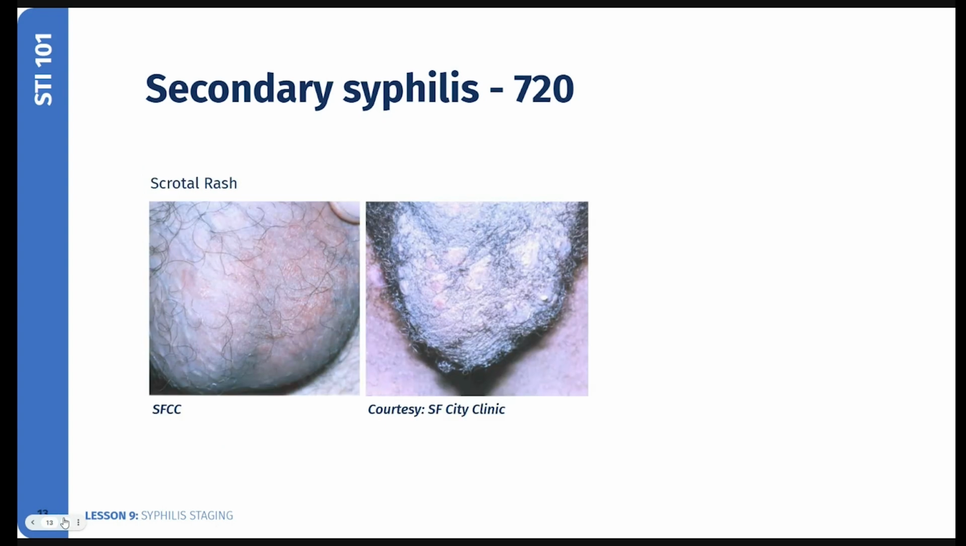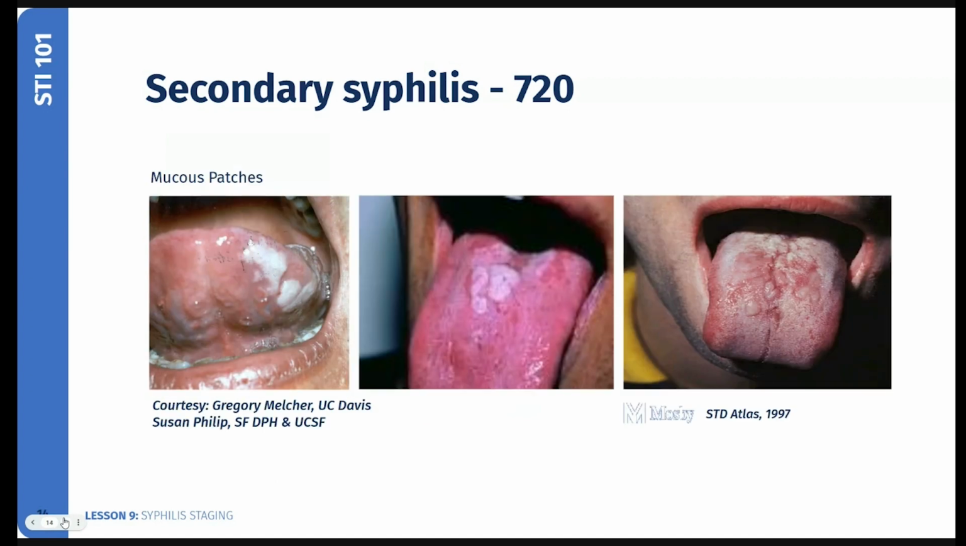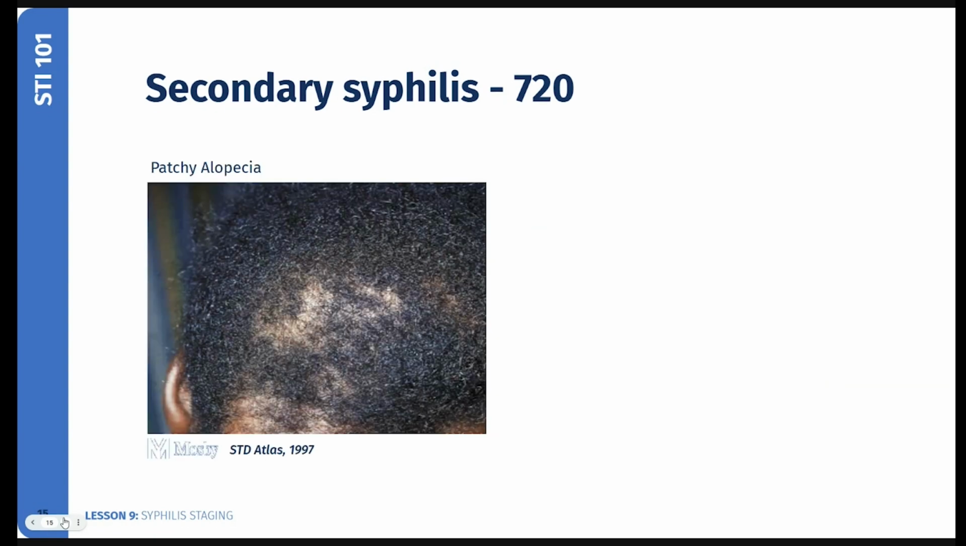Here are some examples of scrotal rashes related to secondary syphilis. And here are some examples of mucus patches lesions in the oral cavity. These are very infectious lesions. Now here's an example of alopecia, or patchy hair loss. This photo shows hair loss to the scalp, but alopecia can occur in other locations, such as a person's beard.